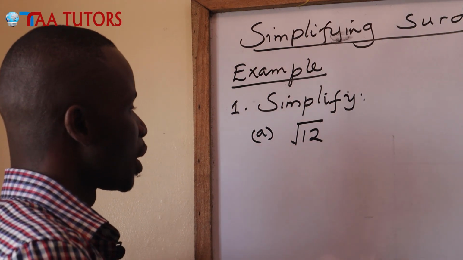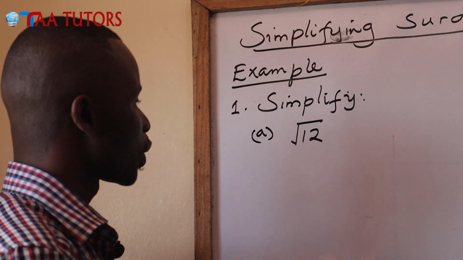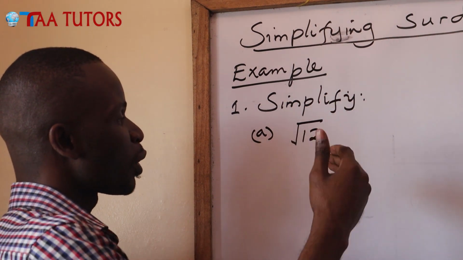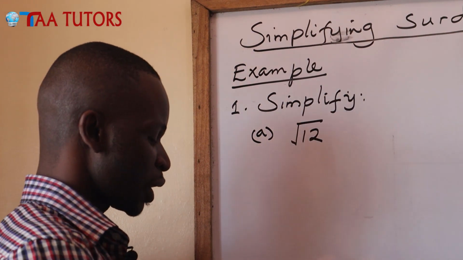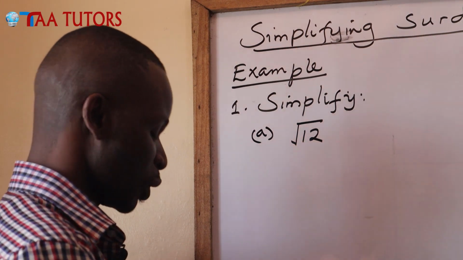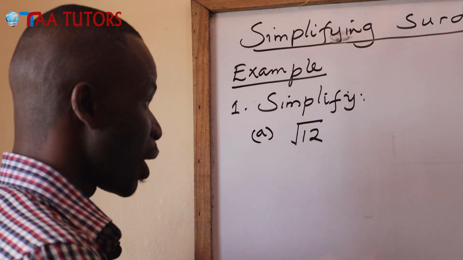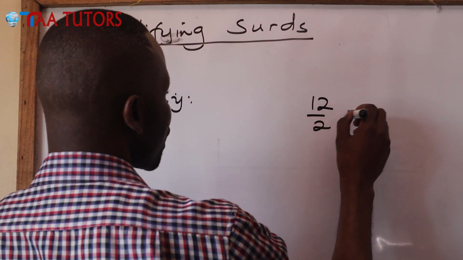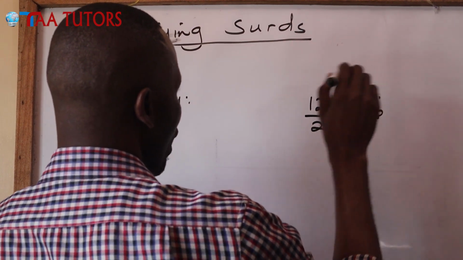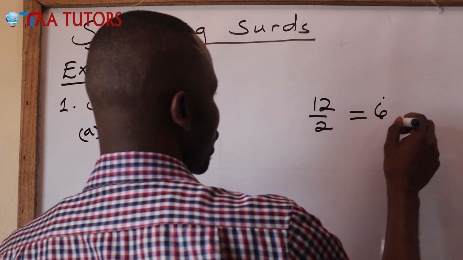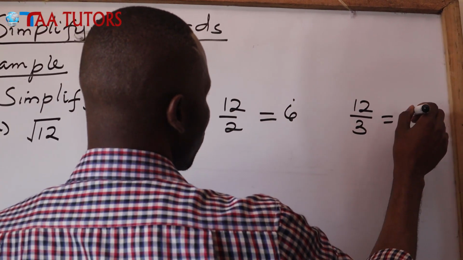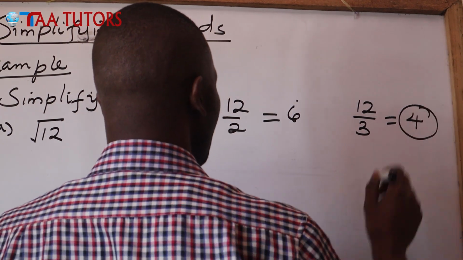And sometimes this is what I do. When we are told to look for that square number, just start dividing this number by 2, 3, 4 until you get the other number, the result of the quotient that is a square number. So if I take 12 divided by 2, I get 6. 6 is not a square number, so it means I'm not there yet. Let me go to 12 divided by 3. I get 4. So you realize 4 here is a square number.